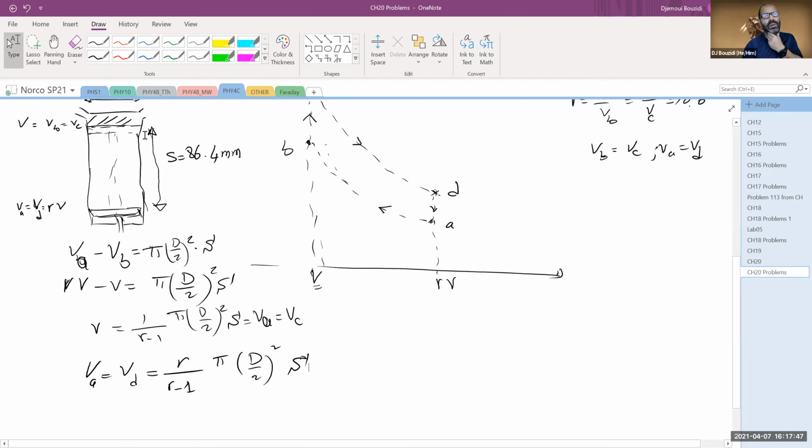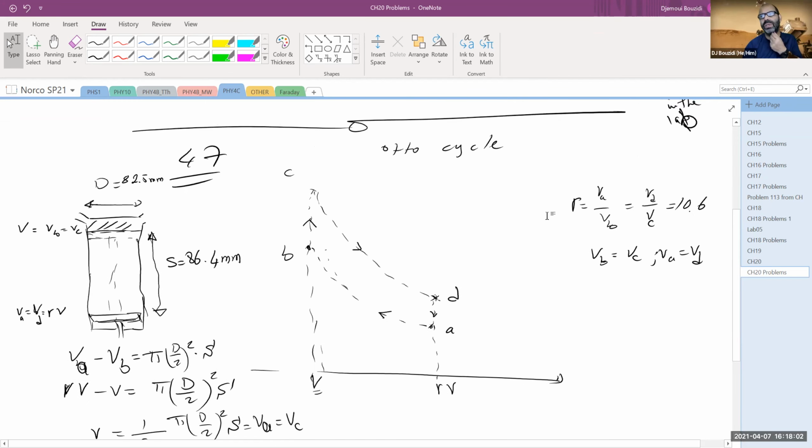Since they gave us the stroke, the distance traveled, I can find this empty volume, the difference between the two volumes. And since I know how the two volumes are related to one another, this volume is just R times this volume, and R is given. The compression ratio is given, which is R. So this is the compression ratio, and this is the stroke. So we have everything that we need to know for these two volumes, and they are the only two volumes that matter in this problem.